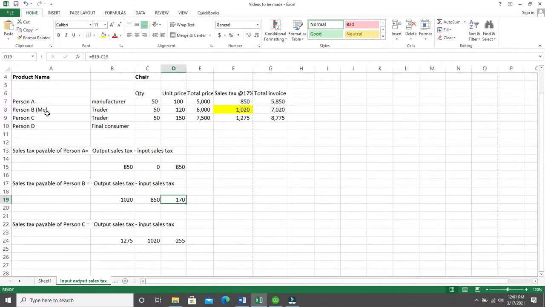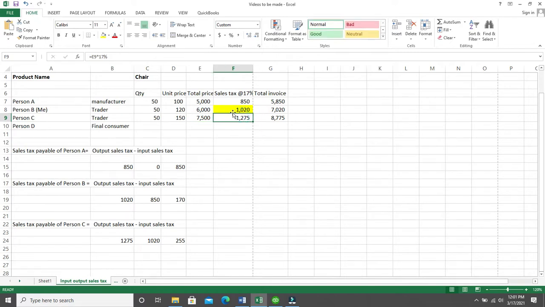And now my customer, person C, is also a trader. So upon receiving these chairs from me, he shall sell these chairs to person D, which is his customer. Now person D is the final consumer. He shall not sell these chairs subsequently. So here is the person C invoice: 50 quantity, unit price is 150, total bill is 7,500.